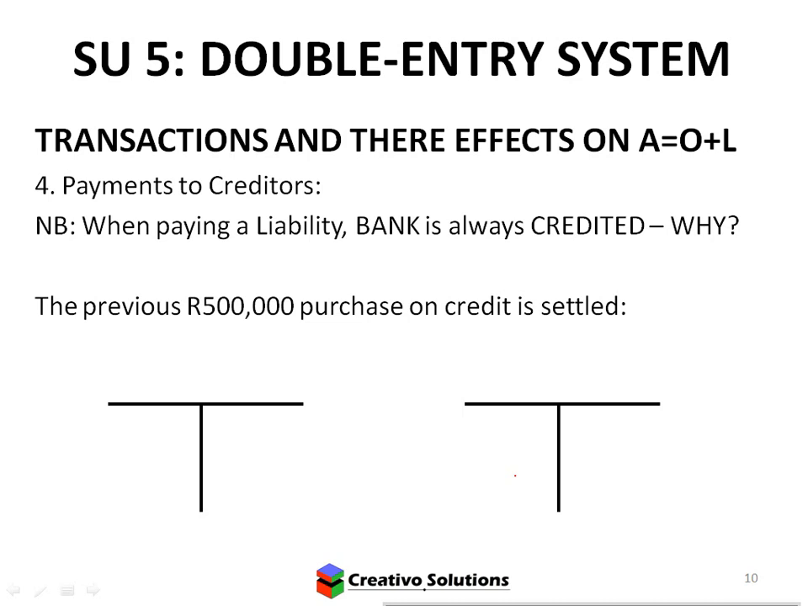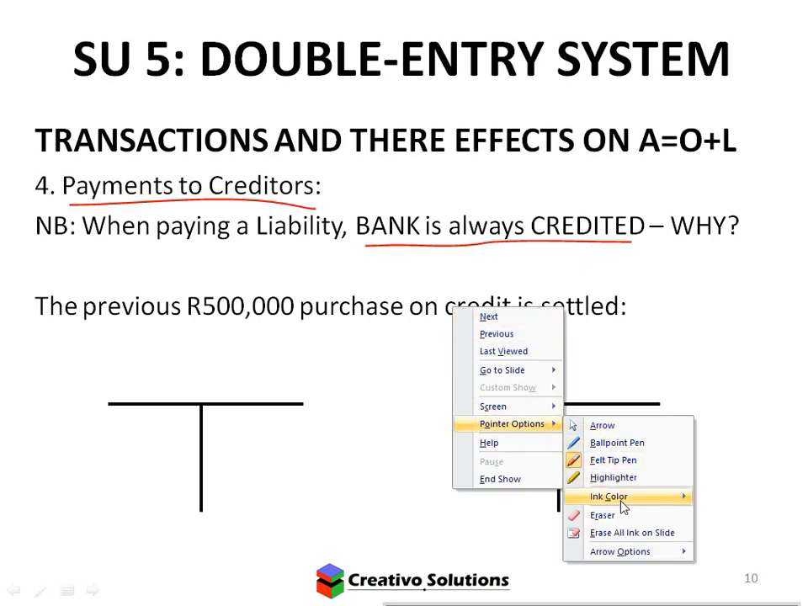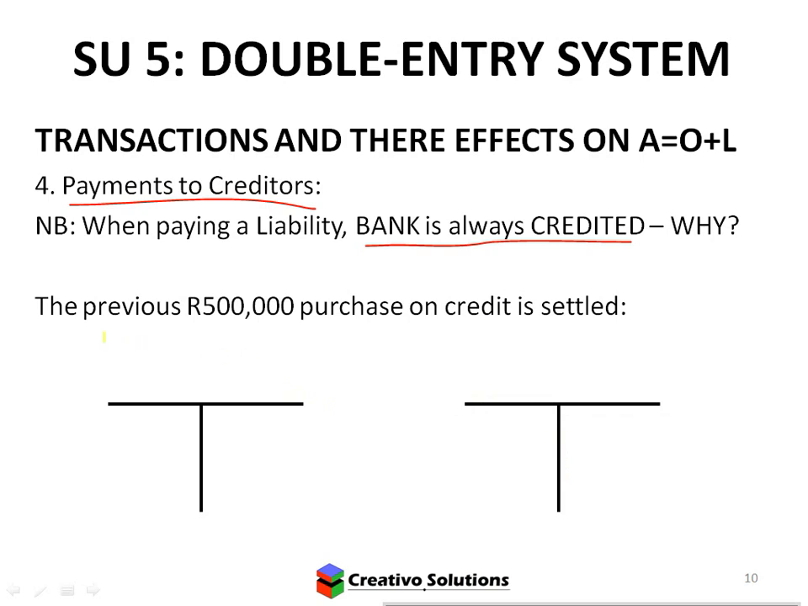Okay, now we're looking at the payment. So we just looked at buying something. Now we're going to look at paying off the liability. Here we have a rule that says, if I have a payment to a creditor, the bank is always credited. That's the rule. Let's apply what we know. So in the question, what stands out? Well, the previous 500,000 purchase on credit is settled. That should stand out.